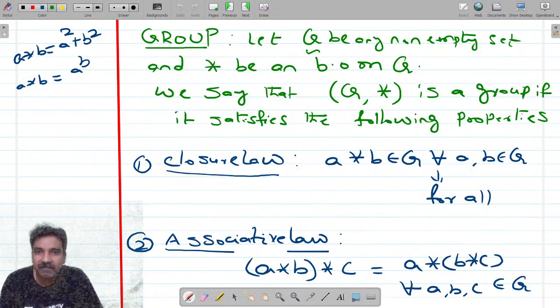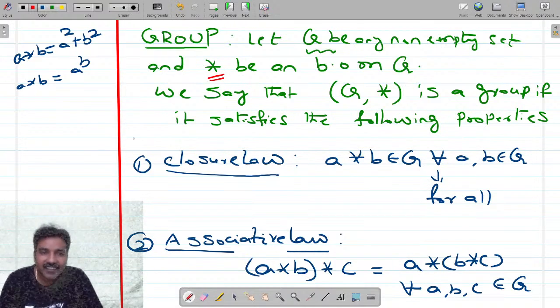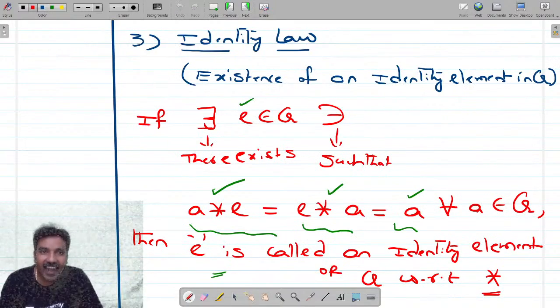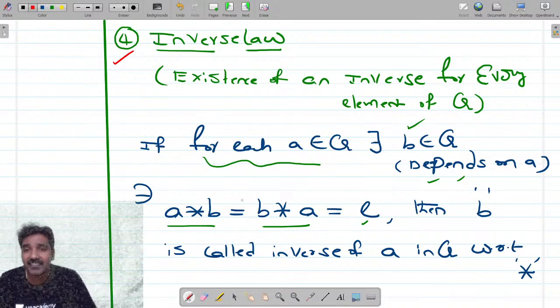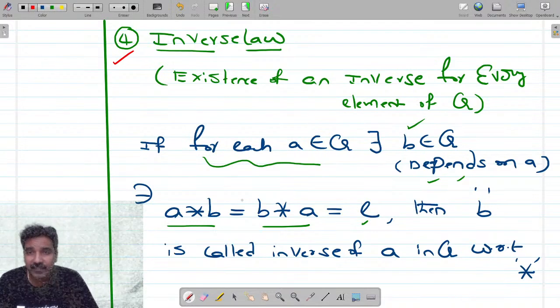Therefore, whenever a set G with respect to star operation satisfies closure law, associative law, identity, and inverse law, then we say that G comma star is a group.